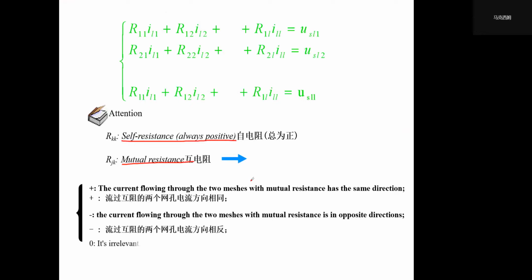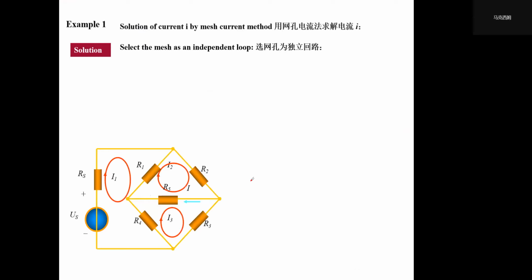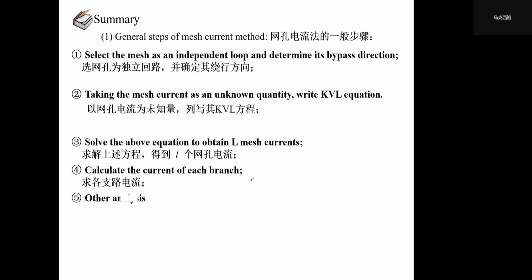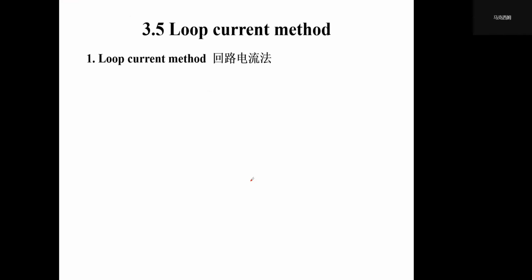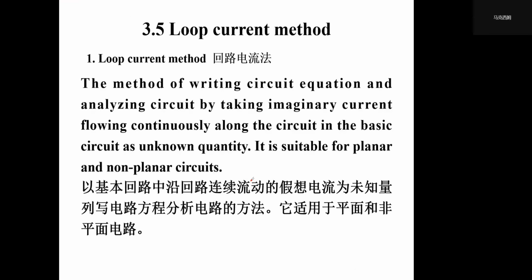So this is what we have to pay attention to. And we have learned a few examples. Then we learned about the loop current method. So this is what we have learned from last week's study. And we know that the mesh current method is basically a special case of the loop current method.